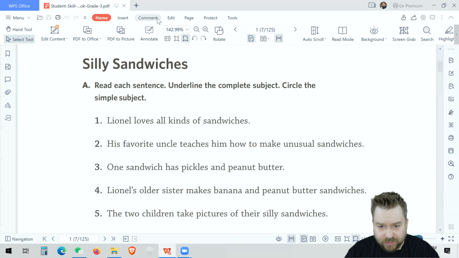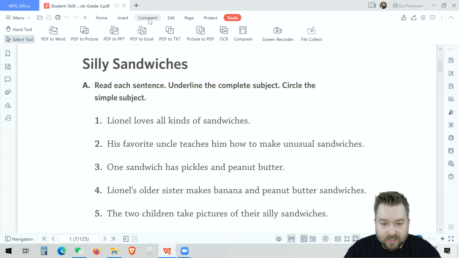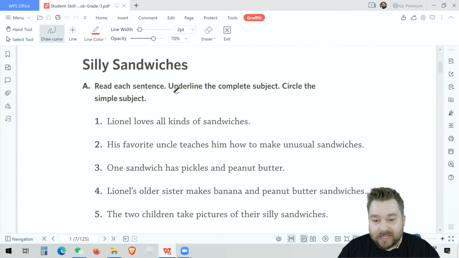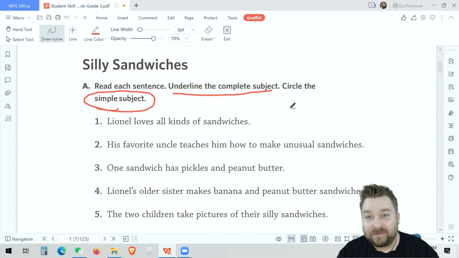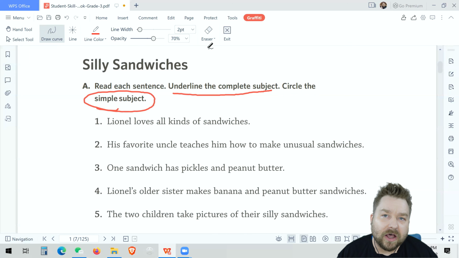Well, you're going to see me use my mouse here, and I'm going to see how this works. We're going to underline that complete subject, and then we're going to circle the simple subject. And I have to be very careful because I'm using a mouse, so it's not super accurate. Okay, now, how do we do this? It's actually not that bad.